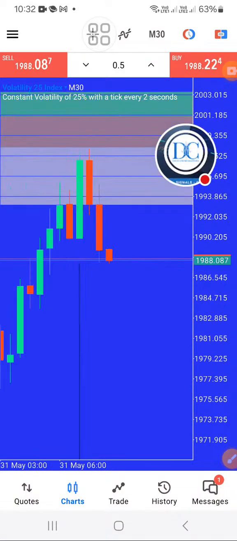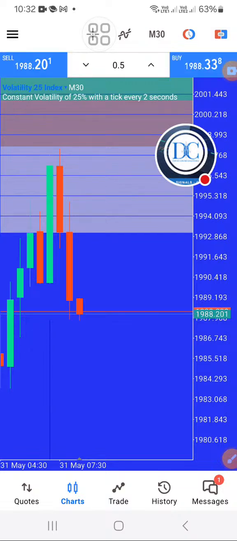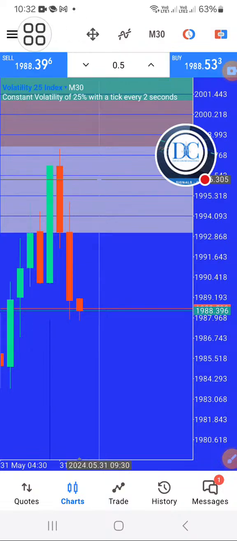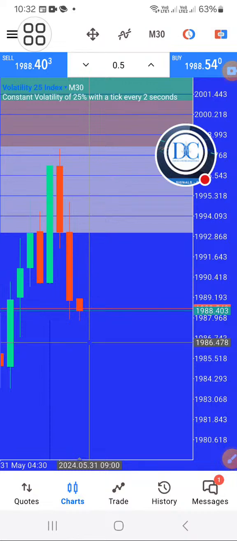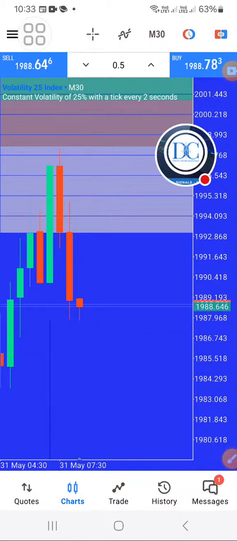You can see price is just dropping. But we entered here around this order block. When price reached here, this is where we entered, and price is just moving downwards.